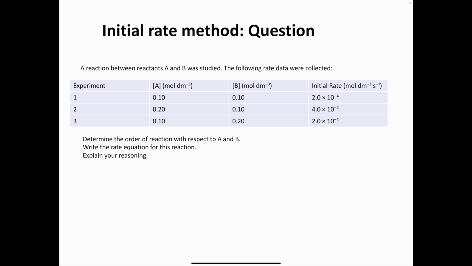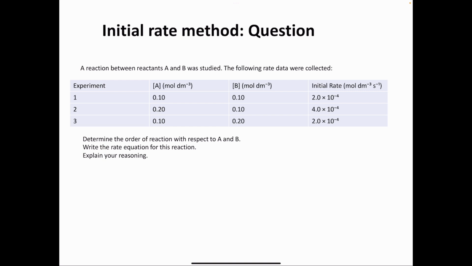Assume you're given this question: a reaction between reactants A and B was studied, and the following rate data were collected. They want you to determine the order of reaction with respect to A and B, and then write the rate equation for this reaction, and explain your reasoning.